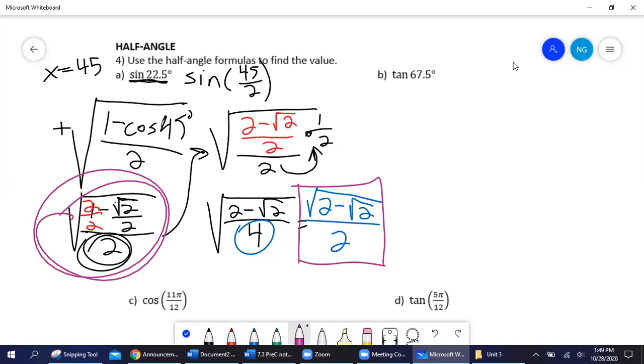For letter B, tangent of 67.5. Okay, so 67.5 is half of some angle that we know. To figure that out, multiply it by 2, and you get 135. Let's move this over a fuzz. So this is tangent of 135 over 2.